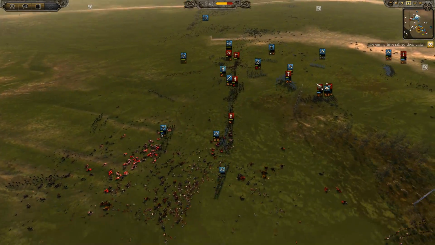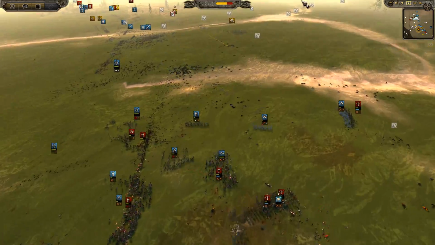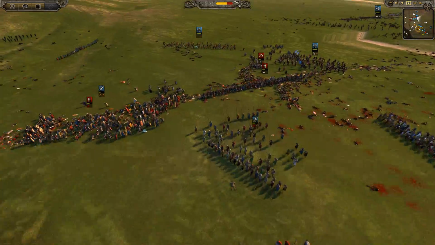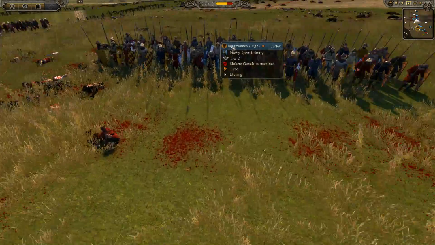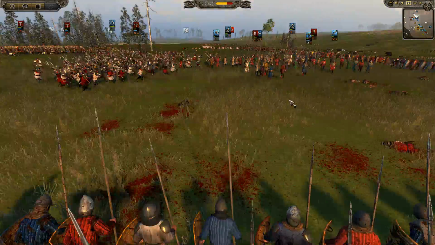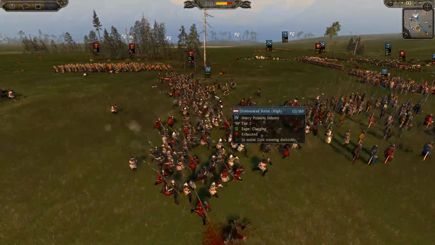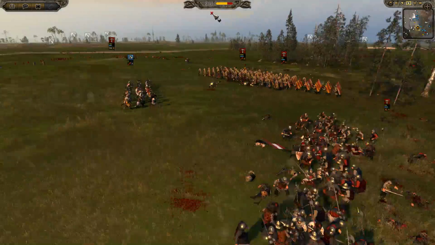And the back over here, I mean, this is still really close. But this flanking force might decide the battle here. We've got a lot of pikes. And we've got some spearmen coming around the flank. That's going to cause a lot of issues for the Bohemians.